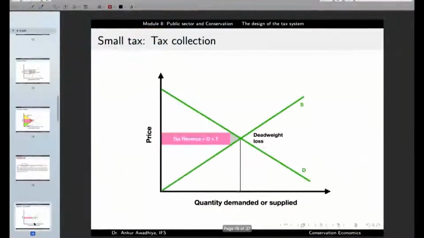And in this context, we can talk about the Laffer Curve, which tells us that when the size of the tax is small, that is t is small, with small t, q will be large. Now, q, as you'll remember, is this much. So this is q.